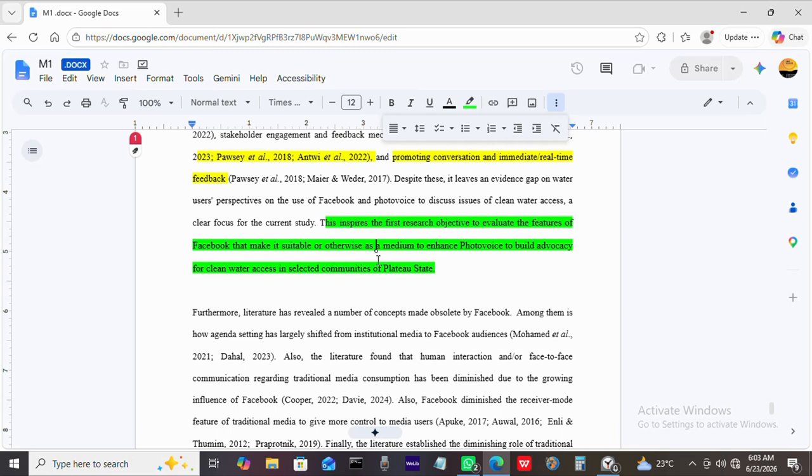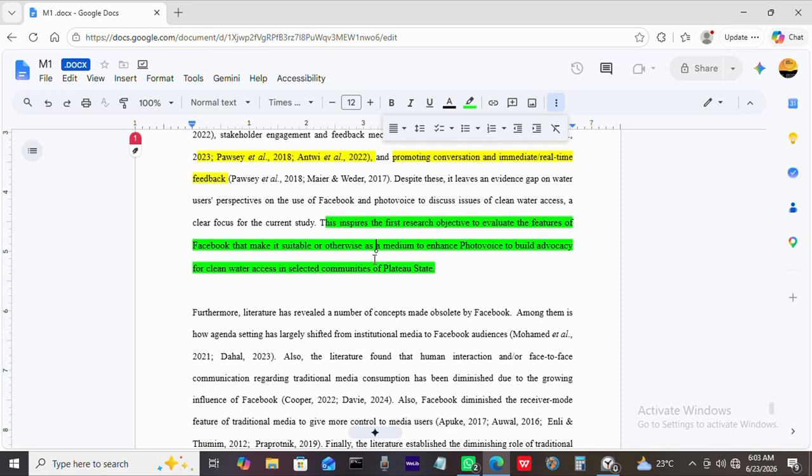Furthermore, literature has revealed a number of concepts made obsolete by Facebook. So this is the second objective. You present those people who have made some statements closely related to your own, but they have left knowledge gaps. You present them slowly, like that. Then you come again. This gives the opportunity for the study.